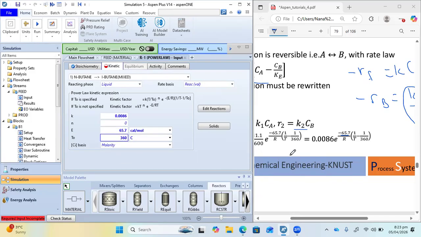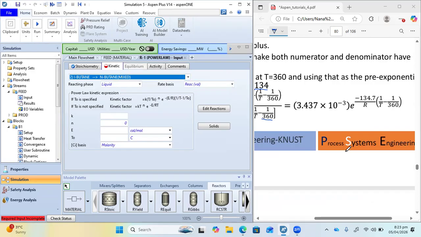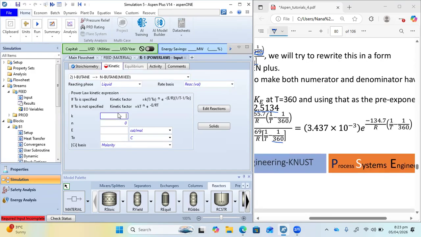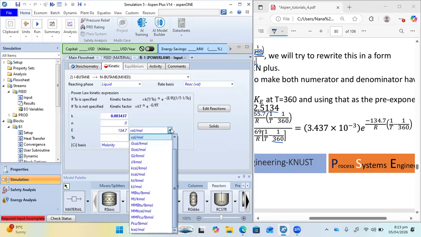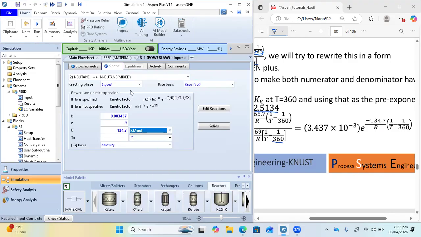We are working on a concentration basis, so that's fine. Then for the reverse reaction, the K naught was 3.437 times 10 to the power minus 3. The E is 134.7. Oh, this is kilojoule per mole, I think. I hope I changed it for the first one. And then the T naught is 360.